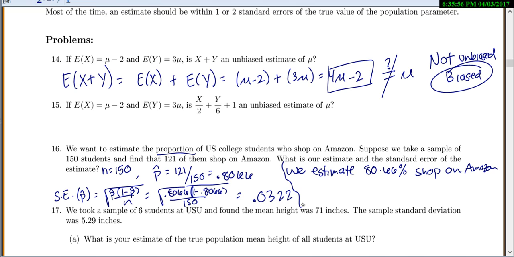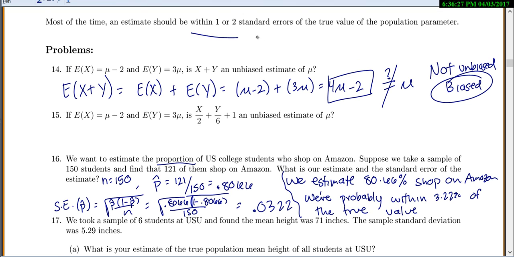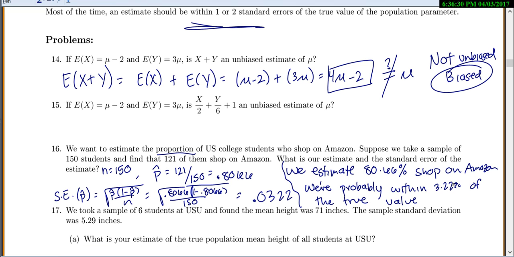So over here, we estimate that 80.66% shop on Amazon. We're probably within about 3.22% of the true value. Because the standard error tells you how much you're likely to be off by. Our estimate should be within 1 or 2 standard errors. So we're within like 3.2 to about 6%, depending on how precise you want to be, of the true value.